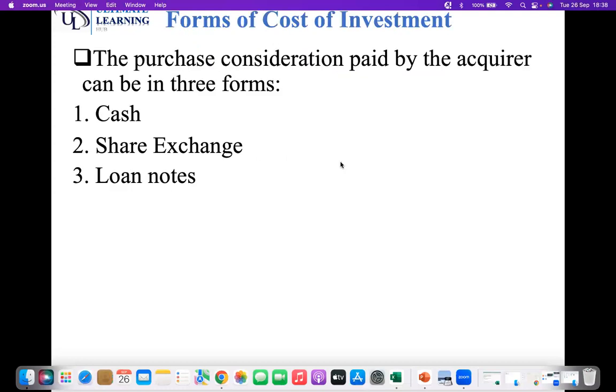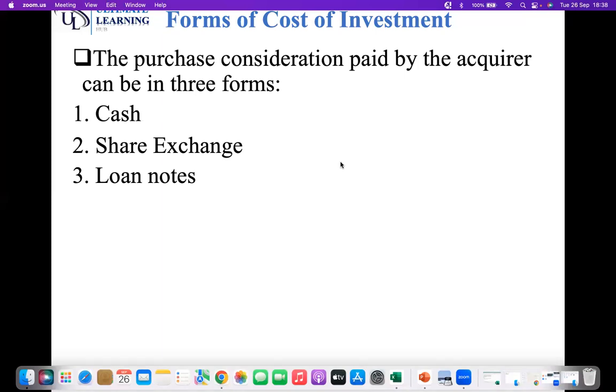How do we purchase a company? We have 3 different options of purchasing. Number 1, cash purchase. Number 2, share exchange. And number 3, through loan notes.